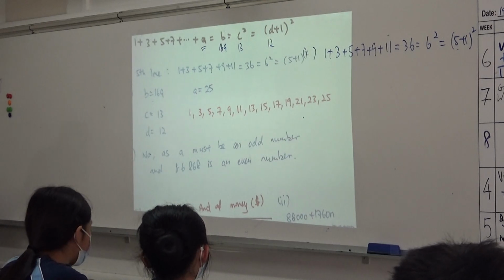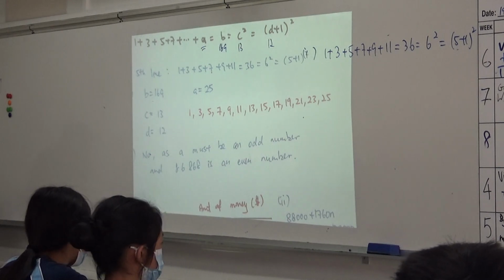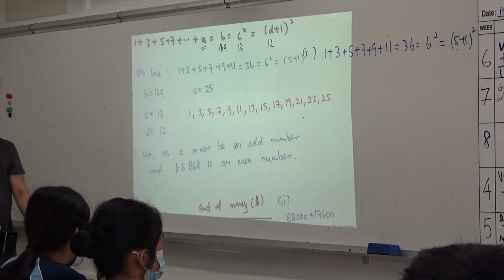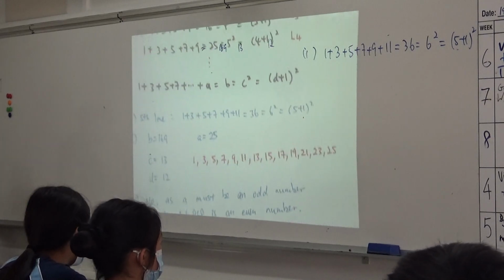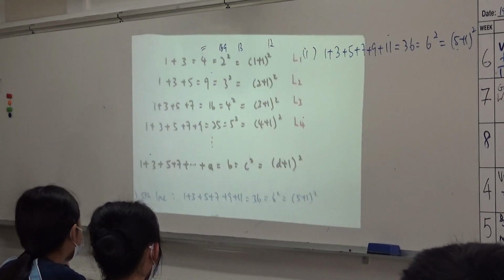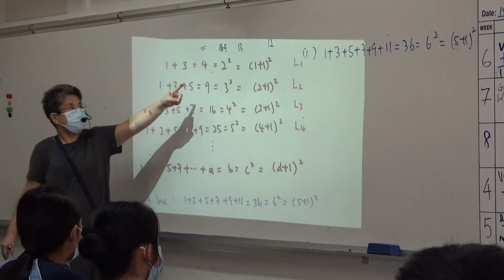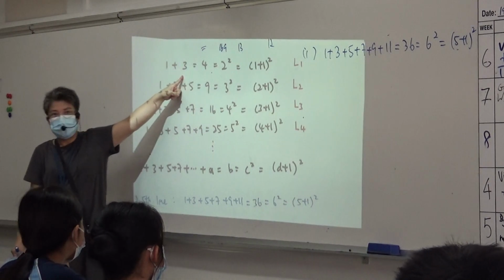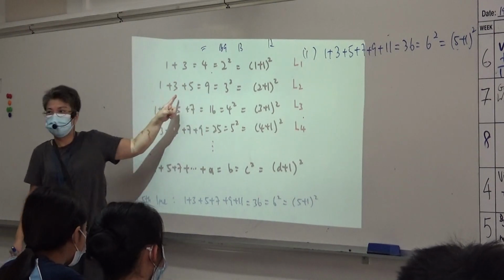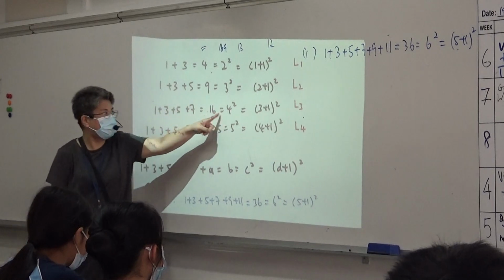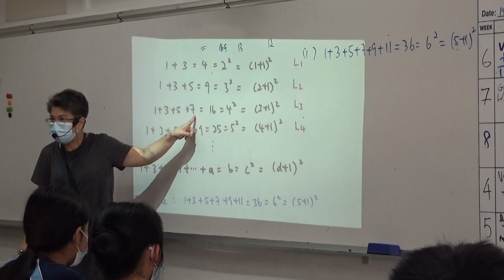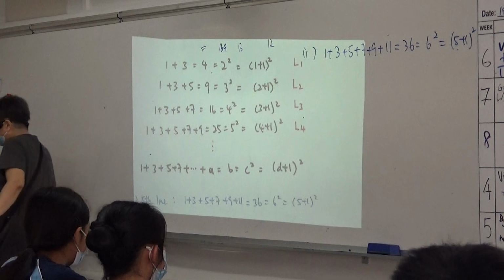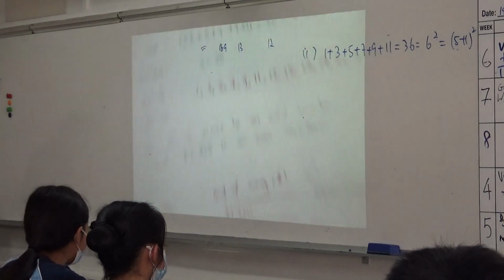How would you get the value of A? Now, I'll show you something here, okay? All of you look up here. I'll show you something here. When this is 2, I'll have 2 odd numbers added together. When this is 3, I'll have 3 odd numbers added together. When this is 4, I'll have 4 odd numbers added together. Alright? Okay.